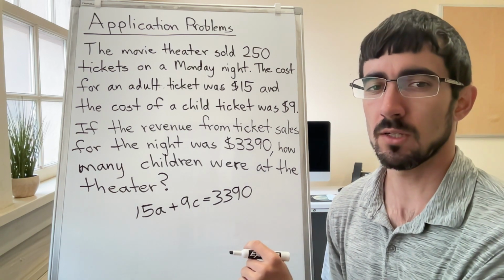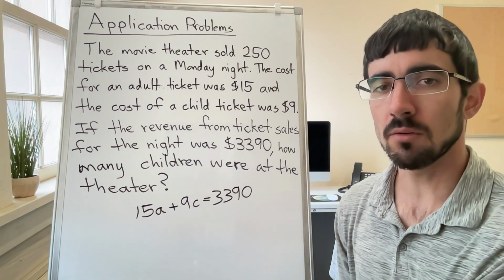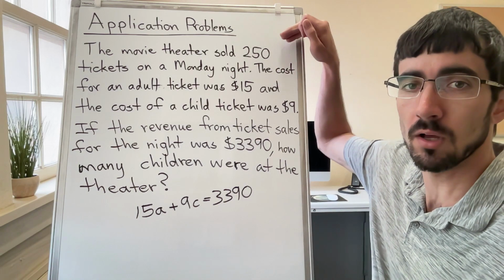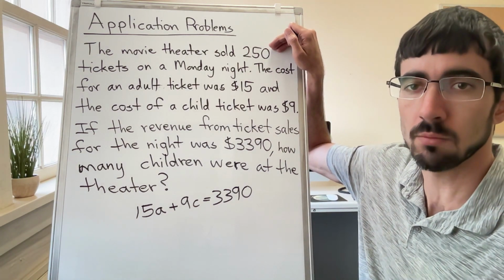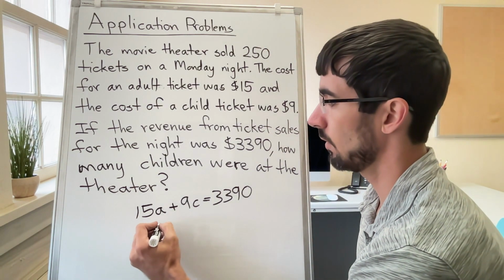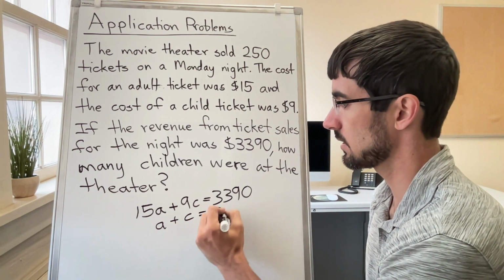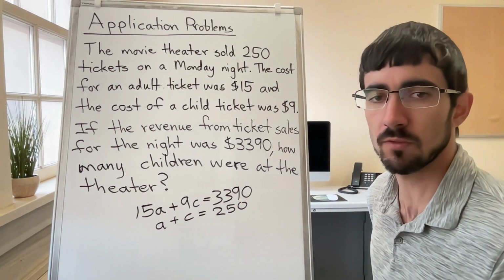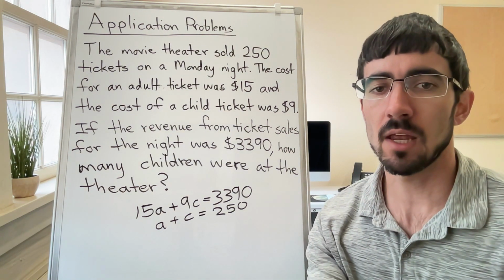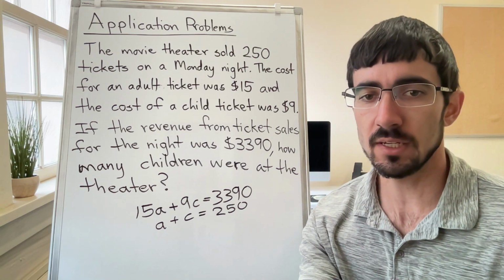But we need two equations in order to solve because we have two variables, right? So the second equation is a little more subtle here. It's more hidden, and that relates to the number of people there are total, or the number of tickets sold. 250 tickets were sold. So the number of adult tickets plus the number of child tickets has to sum to 250. So here is the system of equations that I need to solve to answer this question. Specifically, I need to solve for C.